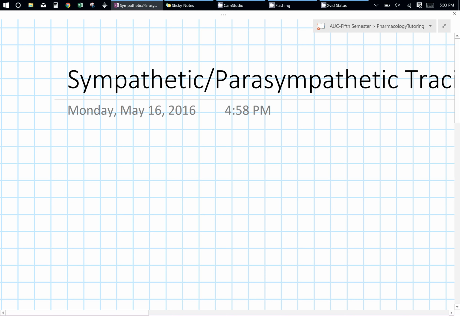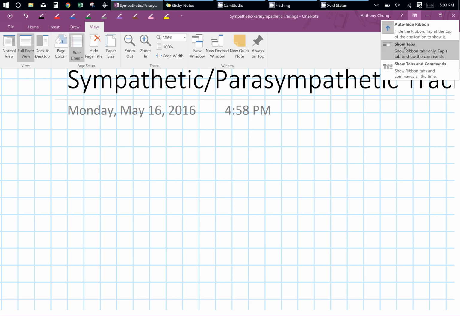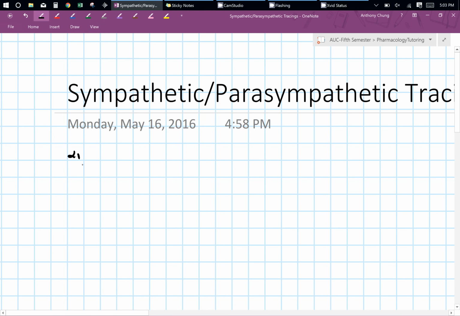So in the sympathetic system, how many types of receptors do you have? Four. What are the four? Yep, so you have an alpha 1, an alpha 2, a beta 1, and a beta 2. And in these tracings, a lot of times what they're going to give you is two pieces of information: pressure, blood pressure of course, and heart rate.